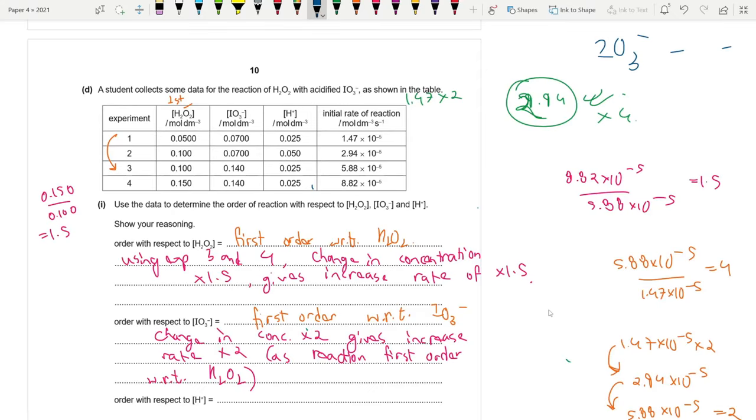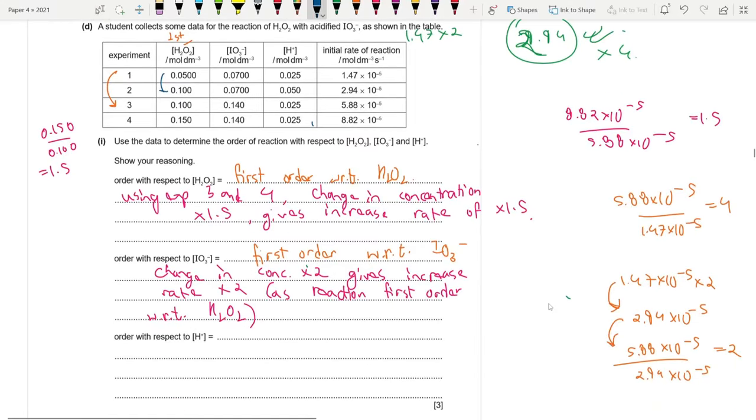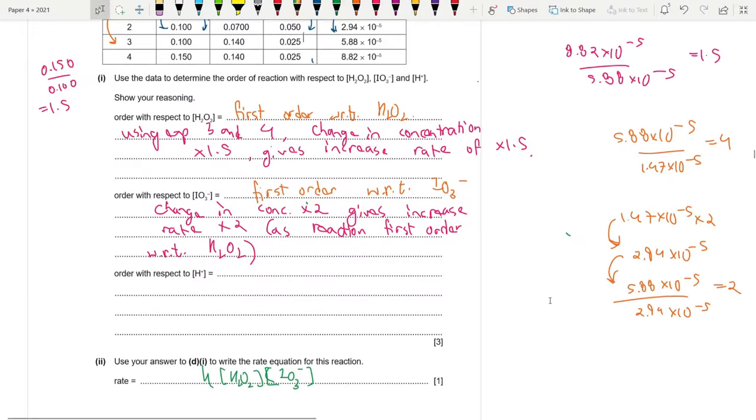Okay, let's use 1 and 2, right? It's your choice. You have a lot of options. Look what happened in 1, 2. We doubled the concentration of H2O2. We would expect the rate to double, and it has doubled. We have also doubled H plus, but nothing happened to rate. That means that it is 0 order with respect to H plus.